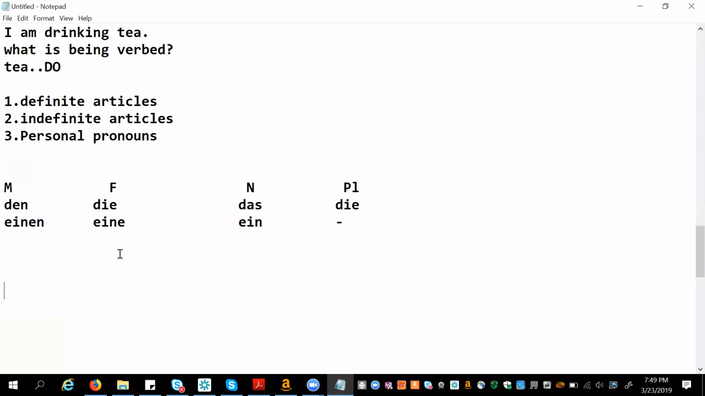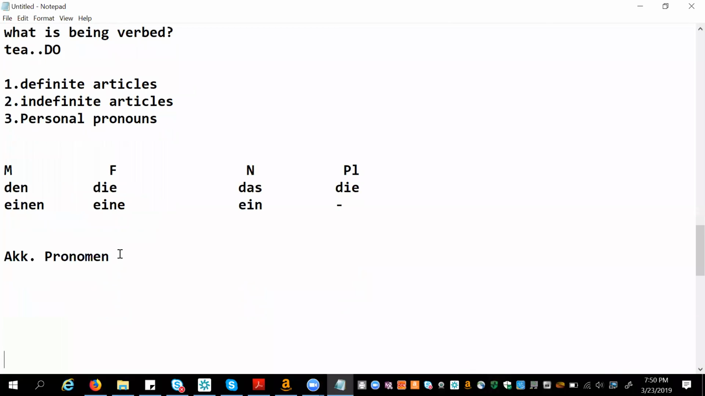Now, talking about accusative pronomen. Tell me, guys, I'm writing a sentence here: I love he. Is it the right sentence? Wrong. It should be I love him, or her, whatever. This is the right sentence. So what are this him and her? These are the direct object pronouns. We call them direct, meaning accusative pronomen.